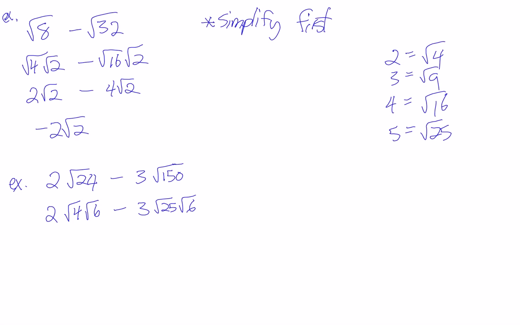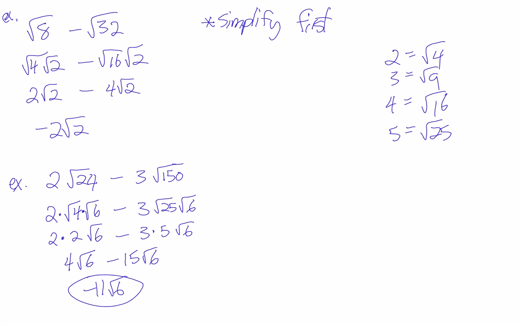And then remember, these are just being multiplied. So we basically would get 2 times, because these are all being multiplied together, 2 times regular 2 times root 6. And the second one would be 3 times 5 times root 6. So we just multiply those front numbers. So 4 root 6 minus 15 root 6. Now they're both the same roots. We can add them together to get minus 11 root 6.